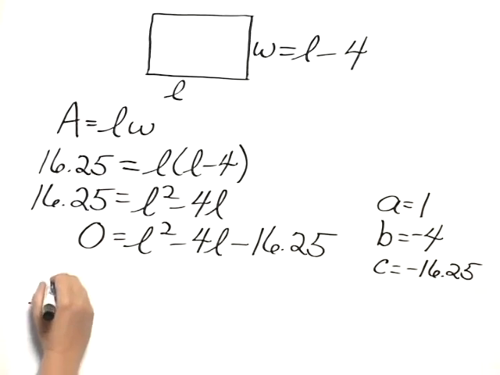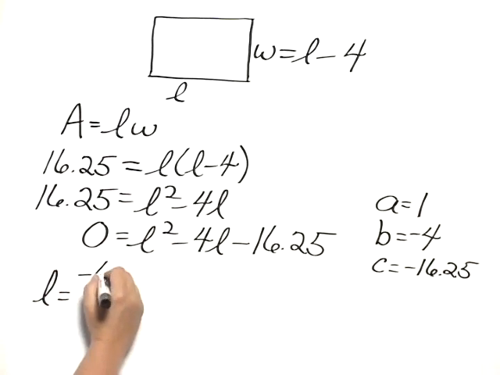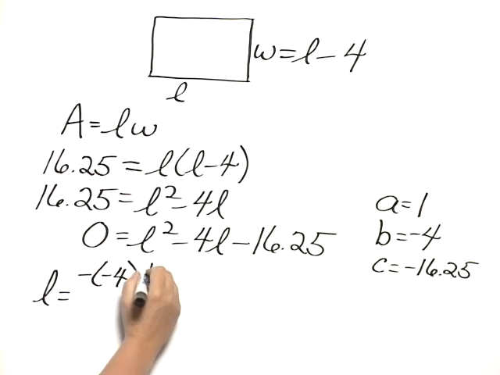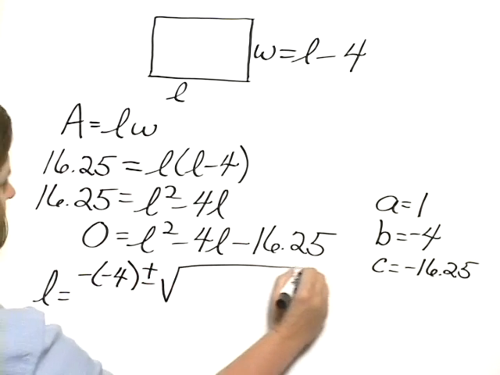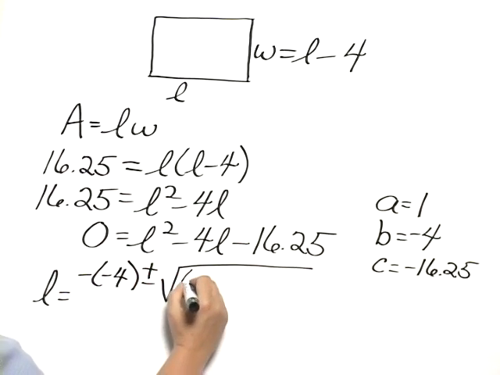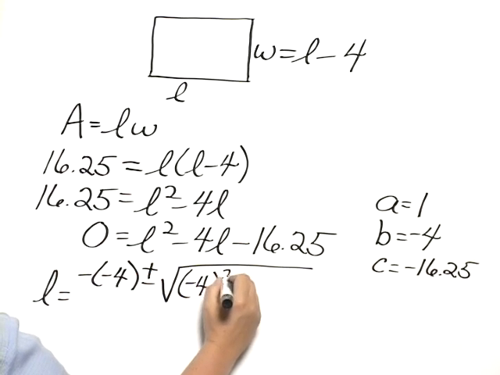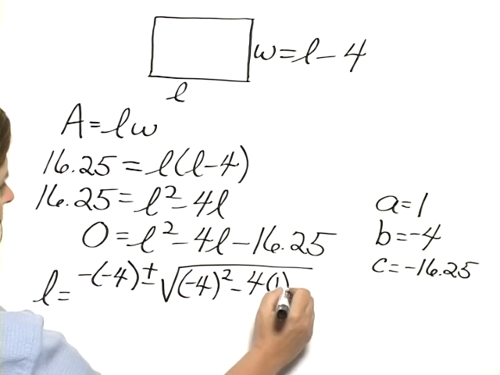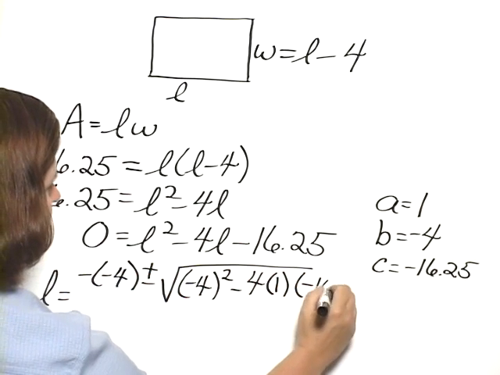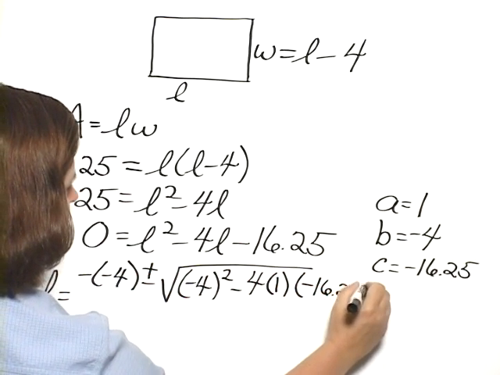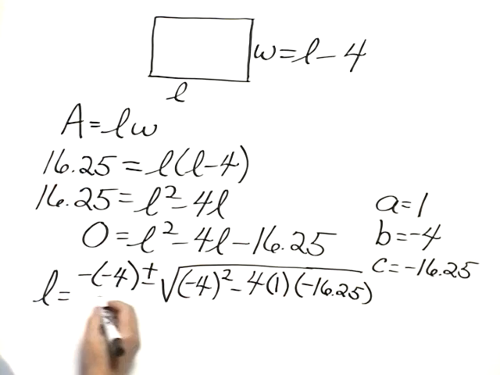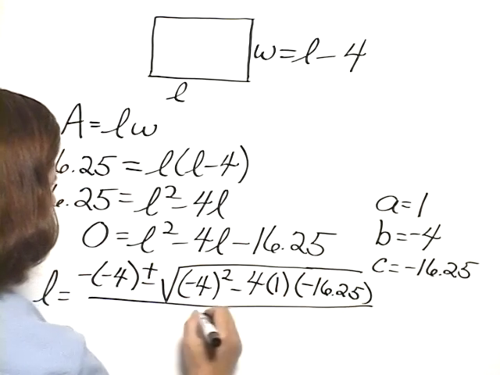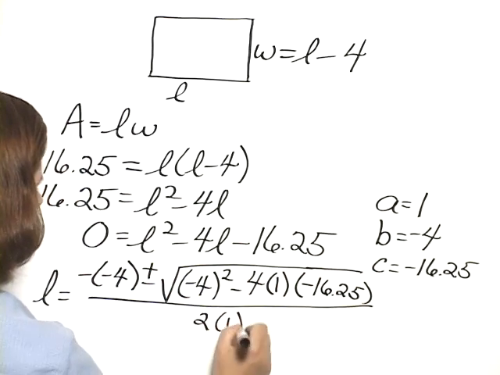Using the quadratic formula, we have L equals the opposite of B, which is the opposite of negative 4, plus or minus the square root of B squared, which is negative 4 squared, minus 4 times A, which is 1, times C, which is negative 16.25. And all of that is over 2 times 1.